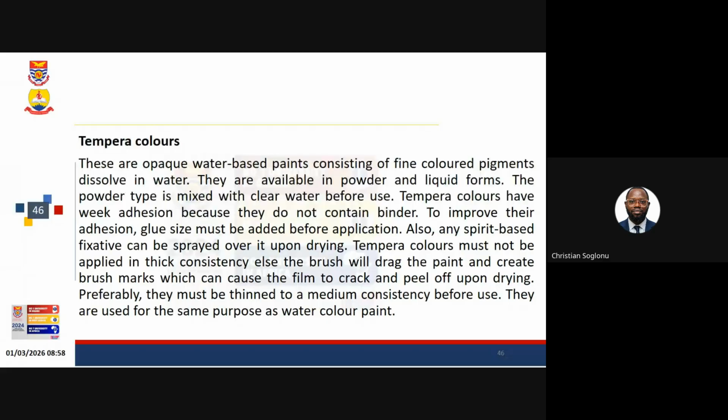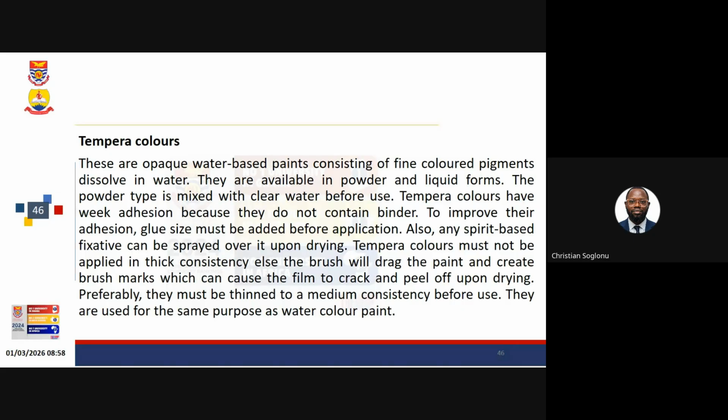So the glue here, we are talking about white glue. We are not talking about the other types of adhesives. We are talking about white glue. If you want them to adhere more to the surface, you add white glue. Also, any spirit-based fixative can be sprayed over it upon drying.